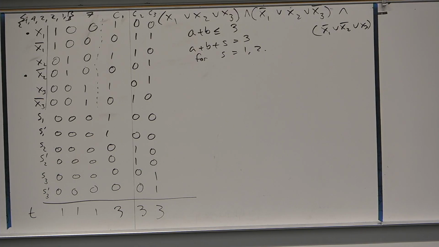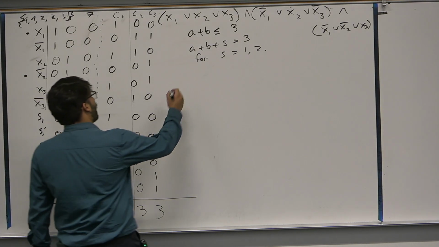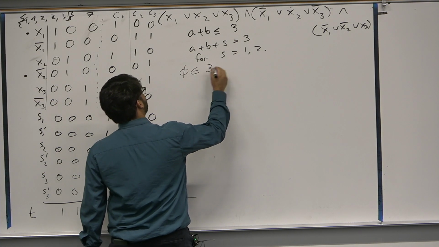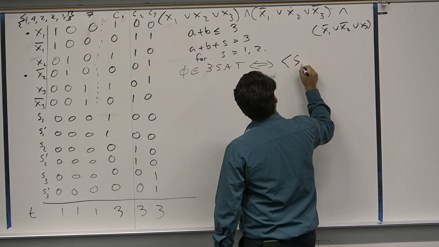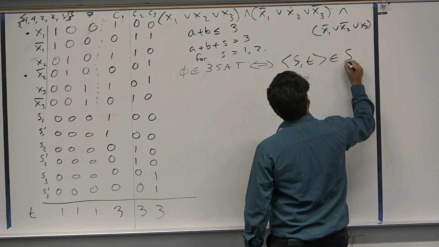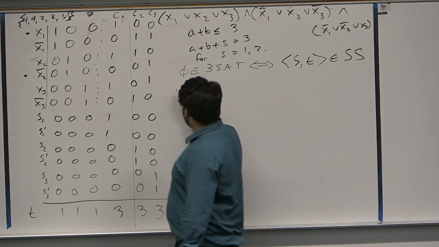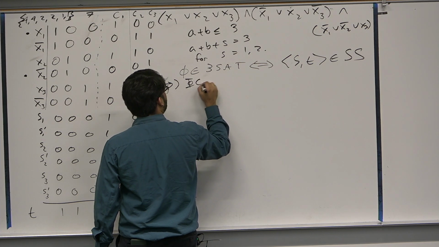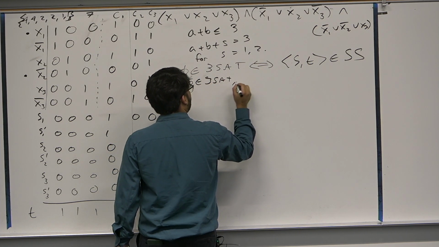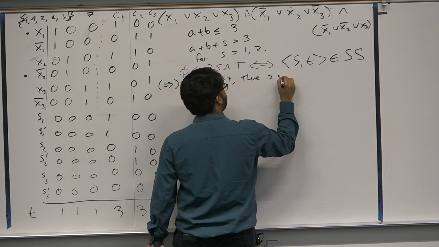Okay, let's quickly do the reduction. We claim that if phi is in 3SAT, then this selection of items, S comma t, constructed in such a way is in subset sum. Let's quickly prove it. If phi is in 3SAT, there is a satisfying assignment.